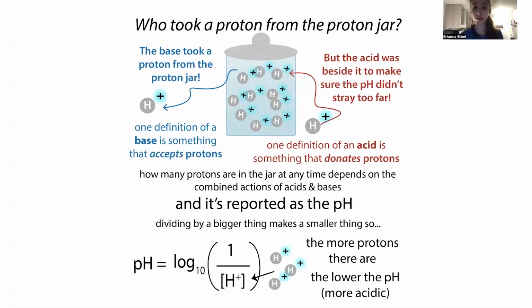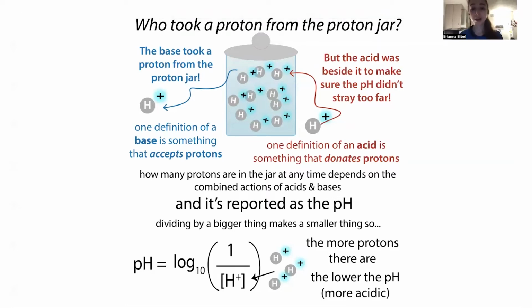In your solution, you're going to have some free-floating protons, which are really hydronium ions. Because some molecules are giving these up, you're going to have some of them around in the solution. The more you have, the more acidic the solution is, and somewhat confusingly, the lower the pH, because it's an inverse scale. The fewer protons you have, the higher the pH and the more basic or alkaline the solution is.